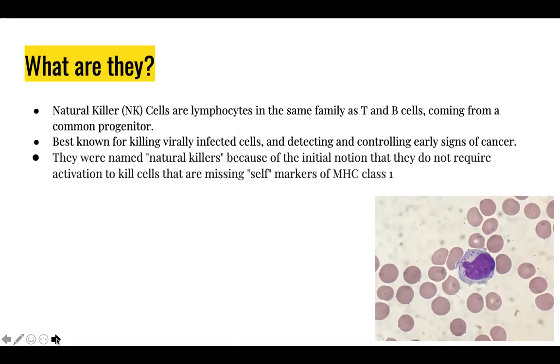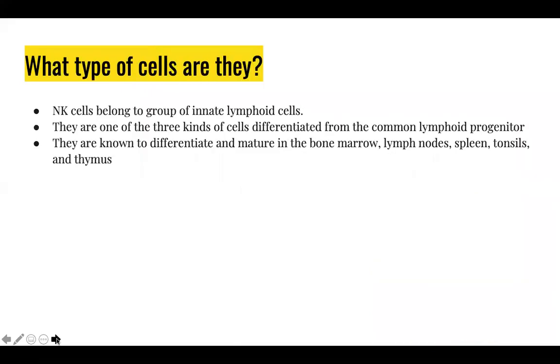They are part of your innate immune system, aka non-specific immunity. What types of cells are they? NK cells belong to a group of innate lymphoid cells. They are not phagocytic and are one of the three kinds of cells differentiated from the common lymphoid progenitor. They are known to differentiate and mature in the bone marrow, lymph nodes, spleen, tonsils, and thymus.